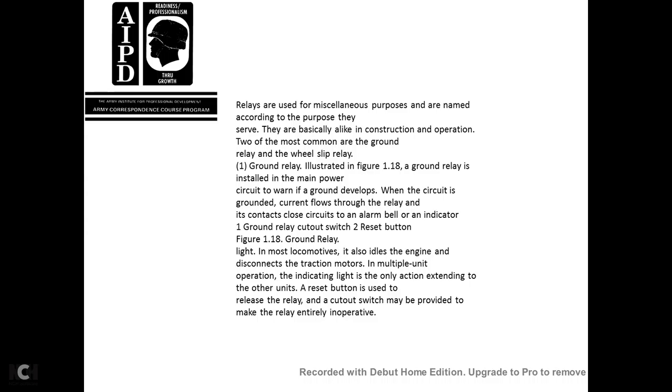Ground relay is illustrated in the main power of the circuit to warn if a ground develops in the circuit. If the current flows to the relay and makes contact with the closed circuit, the alarm bell sounds, with the indicator. 1, the ground relay cutout switch. 2, the reset button. Figure 118, ground relay light.